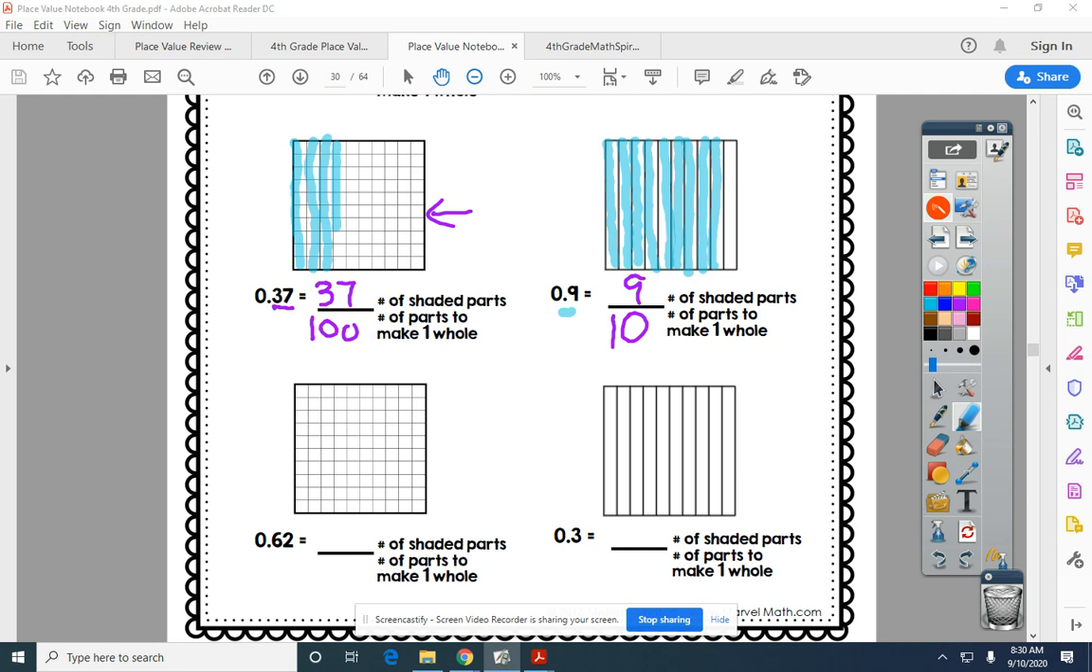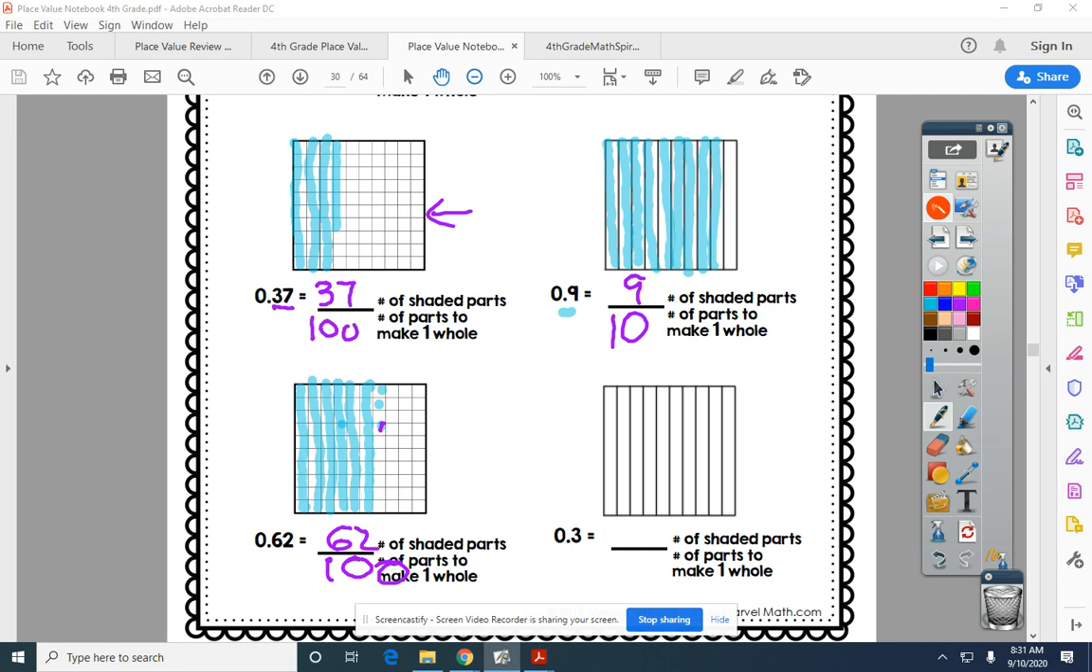John, you want to do 0.62 on the board? Go ahead. So shade first. 0.62. You need a fraction? Write your fraction. There you go. Okay. All right.